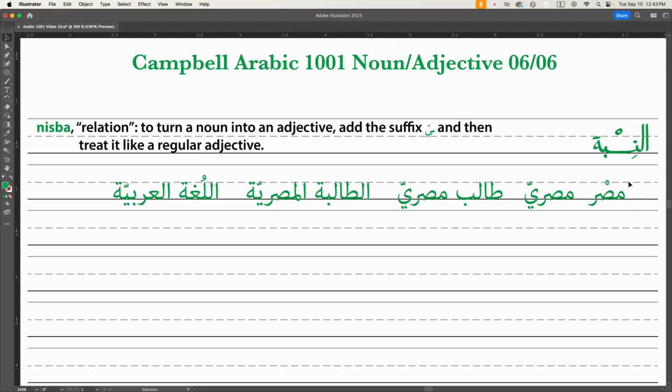So for example, Egypt is Masr. So something that's Egyptian is Masri. It's really Masriyy with a double ya, but absolutely nobody says it like that. So it's just Masri. So Talib Masri, an Egyptian student. At-Taliba al-Masriya, the Egyptian student, who is a woman here. Again, we wouldn't make that distinction in English.